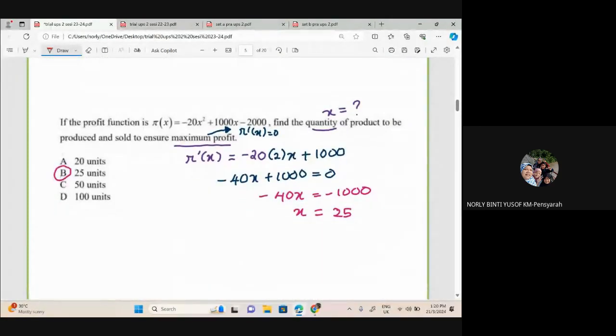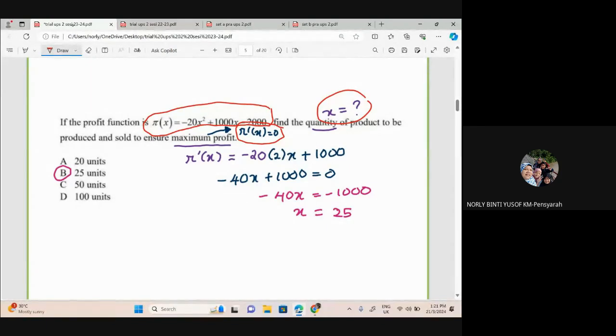Okay, and then the next question is the same. If the profit function is given, this is your profit function. Then the question says find the quantity, that means you want to find X, the product to be produced and sold to ensure maximum profit. So for maximum profit, you differentiate the profit, profit prime equals 0. That is the concept of maximum profit. So you differentiate your profit function. You will get negative 40x plus 1000. Then you equate it with 0 because of the concept of maximum profit.